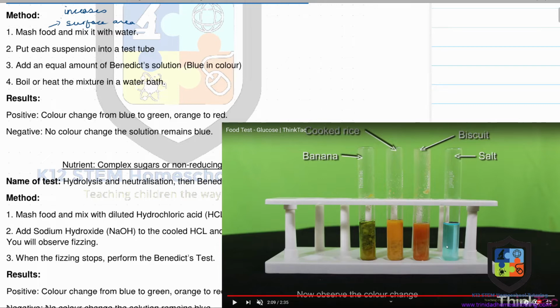Now the banana has some sugars. It turned from blue to green. So there is some, but it's not simple sugars. It still needs to digest in your system to be able to extract that sugar in your body. Okay, so these are the color changes you're looking for with these tests.